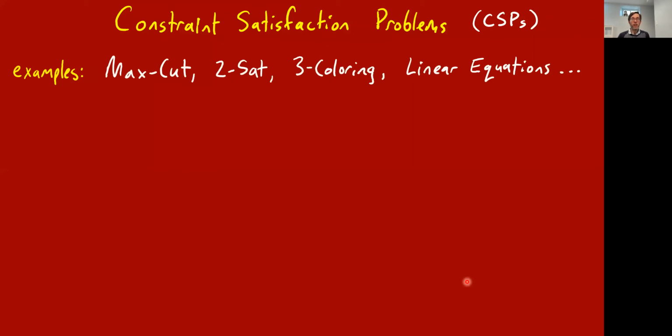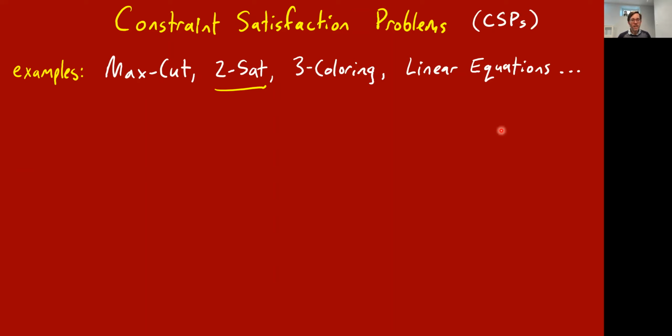Okay, so constraint satisfaction problems are a pretty wide class of algorithmic problems or tasks. And many well-known algorithmic problems are examples of constraint satisfaction problems. So the max-cut problem is a constraint satisfaction problem, and the 2-sat problem, and the 3-sat problem, and the k-sat problem are CSPs. Trying to 3-color a graph is a CSP. Trying to solve a system of linear equations is a CSP. Not every problem is a CSP, but a lot of cool problems are CSPs.